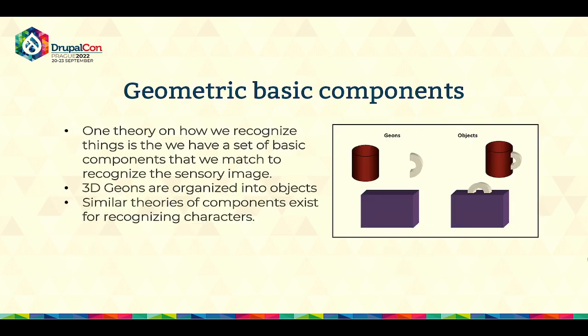And then there is another theory that we understand some things based on basic geometric components, so that on the image we have those components called geons. One of them is a cylinder, one of them is a box, one of them is kind of this curved thing. So those objects can either make up a suitcase or a mug. So that's one theory of how we perceive things.